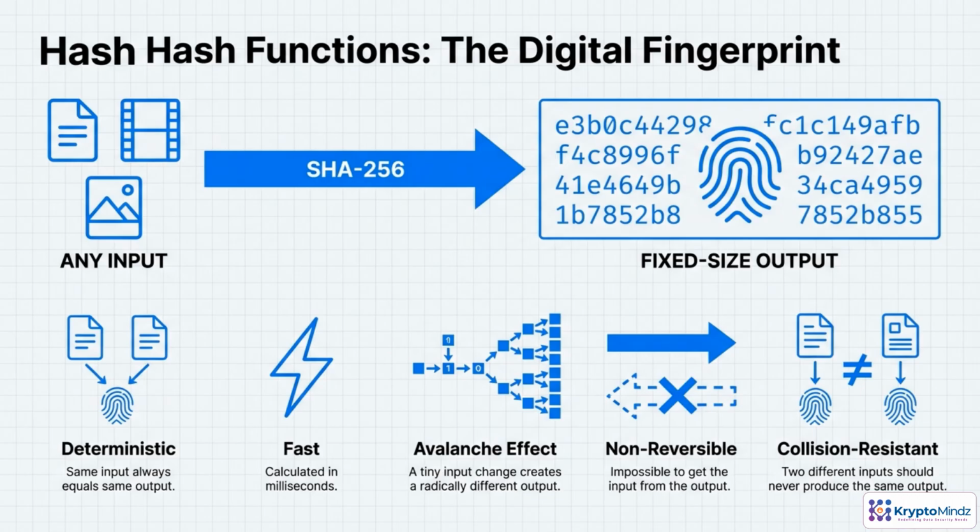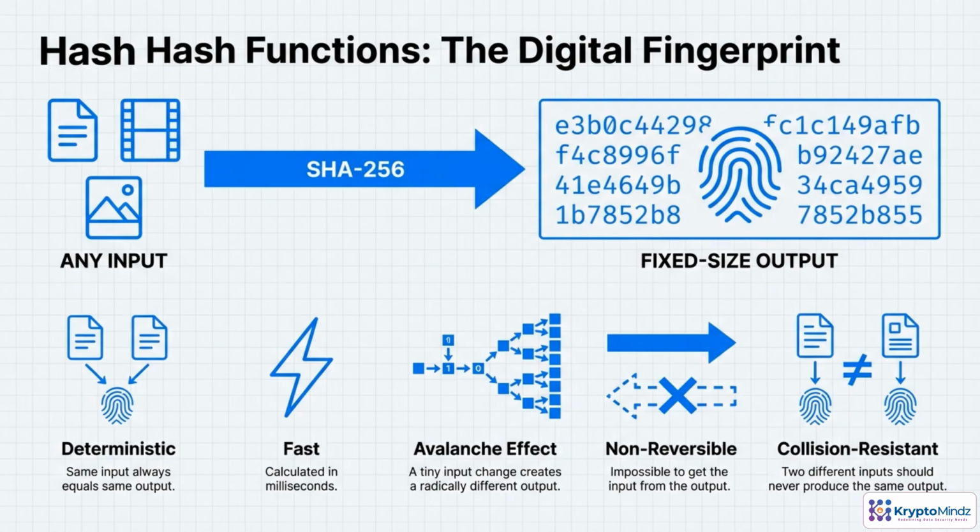First, deterministic. This means the same input always produces the same output. If I hash the word hello today, I get the same hash as yesterday as next year. It's predictable, but only if you know the input. Second, fast. Hashing is computationally efficient. Modern computers can hash gigabytes of data in seconds.